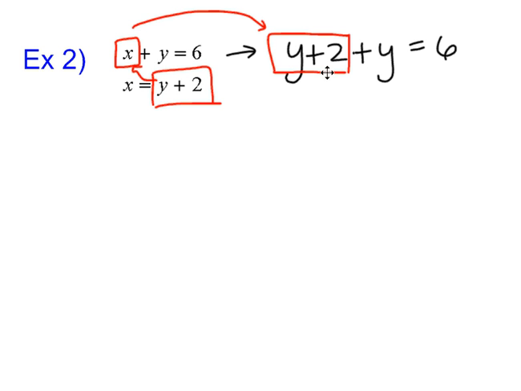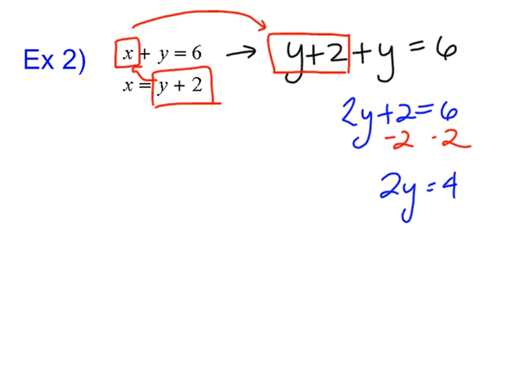Okay, let's continue to solve this. We're going to collect like terms, so we have 2y plus 2 equals 6. Start out by subtracting 2 from both sides. 2y equals 4. Divide both sides by 2. And end up with y equals 2.